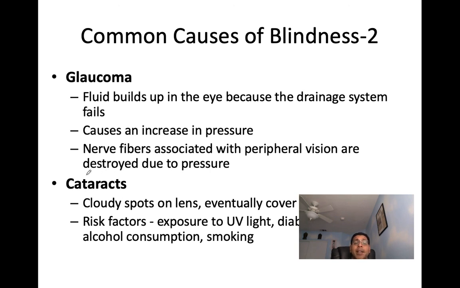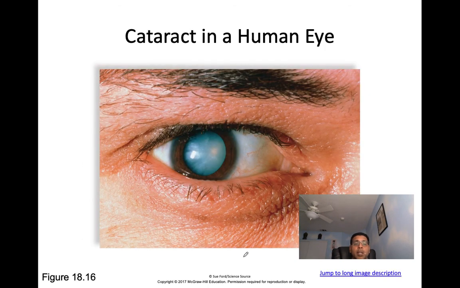When we talk cataracts, these are going to be cloudy spots on the lens. They eventually are going to cover the whole lens. And risk factors for cataracts include exposure to UV light, diabetes, heavy alcohol consumption, and smoking. Here we can appreciate a cataract in a human eye. You can see the clouding.